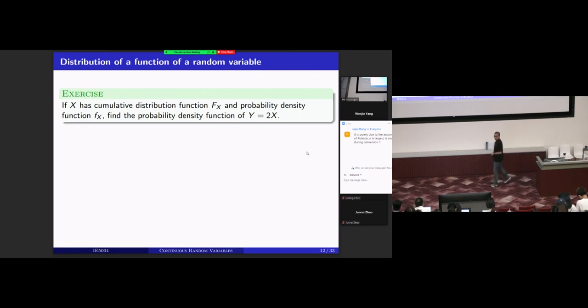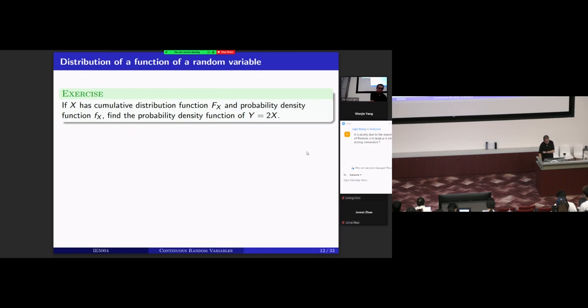Before I move on, let's do a very simple exercise question. The question is like this. Suppose we have a random variable x, which is a continuous one, and it has a CDF F sub x, and it has the PDF, this lowercase f sub x. If we know this, what is the PDF of 2 times x? We call this random variable y. Y is just 2 times x. So how can we use the CDF and the PDF of x to derive the CDF, and the PDF, of 2 times x? So that's this question.